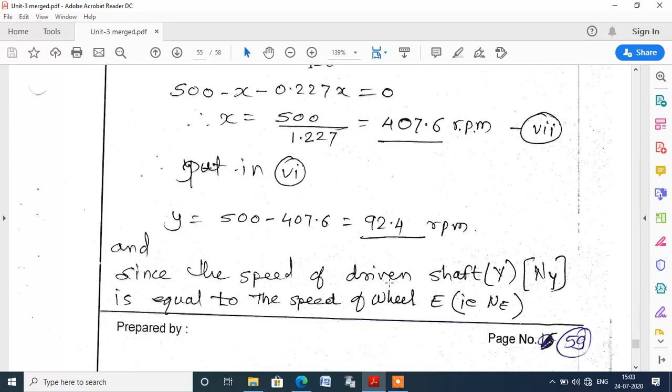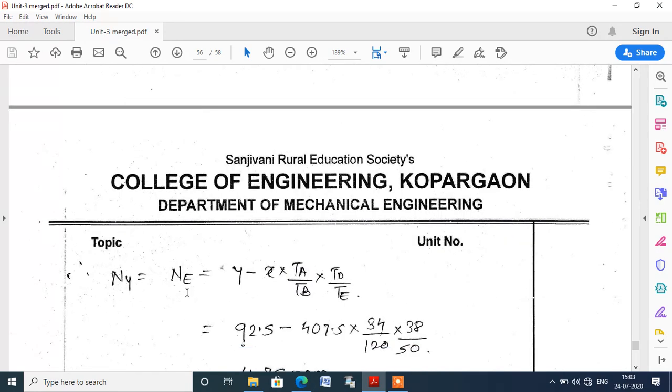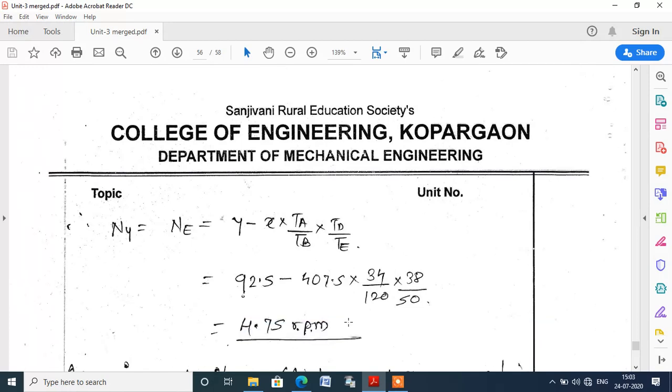Now seeing the speed of the driven shaft, that is y, it is equal to the speed of gear wheel E because E is mounted on shaft y. So from the table, speed of E is equal to y minus x dA by dv into dv by dt. So y is 92.5, x we have calculated 407.5. dA you know, dv you know, dD also you know, and tG also. So we got the RPM of gear wheel E, it is positive and it is 4.75.